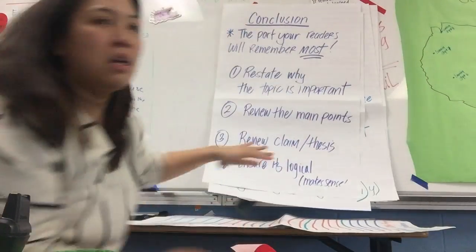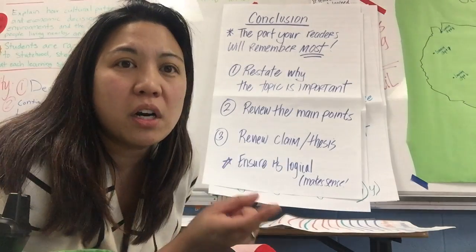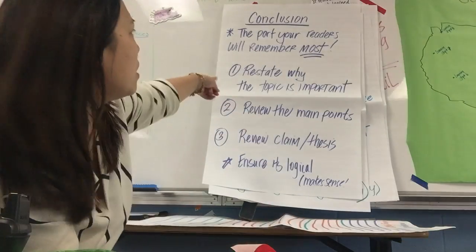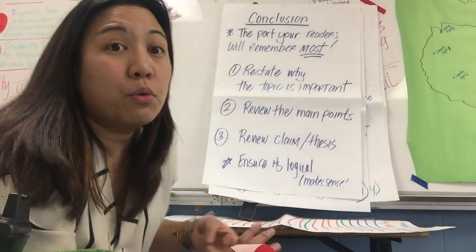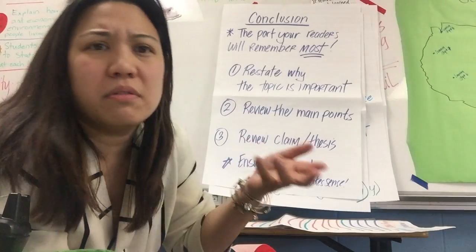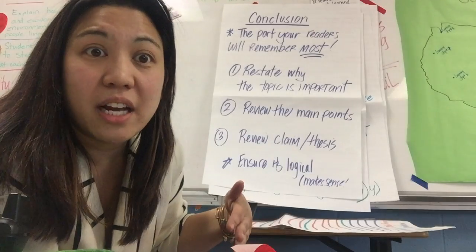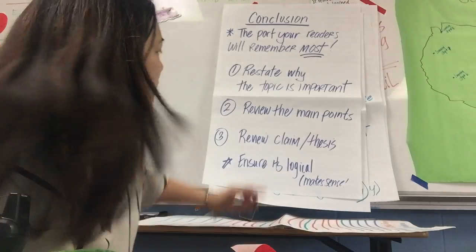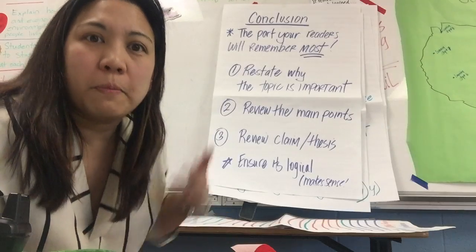Then, the grand finale, our conclusion. So, remember, the conclusion is the part of the writing that your readers are going to remember most because that's the last thing that they read. So, I need to restate why this topic is important. I need to review the main points. Now, don't say exactly what you wrote in your body paragraphs, but summarize it in another way to understand what these main points are. You are going to review your claim or your thesis, and lastly, make sure it makes sense. Make sure it's logical. So you want to read it through before publishing.